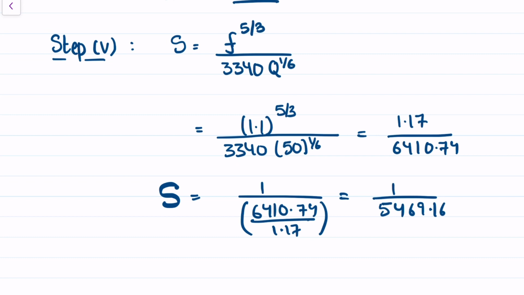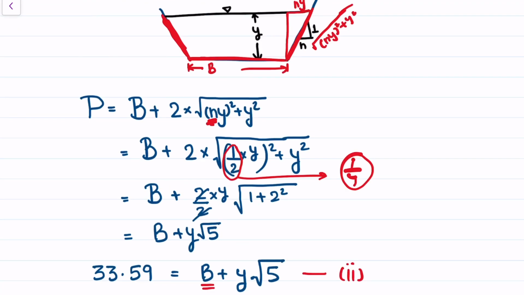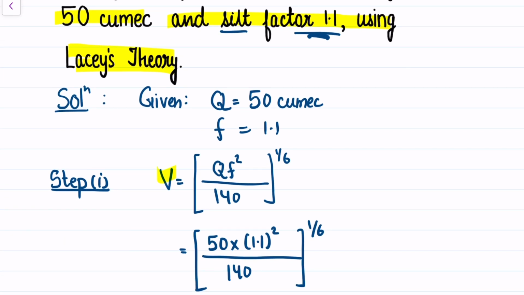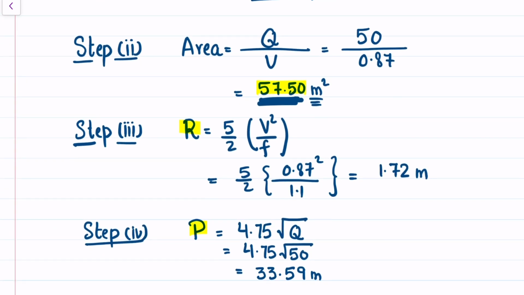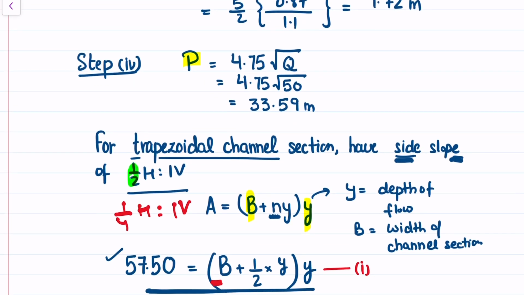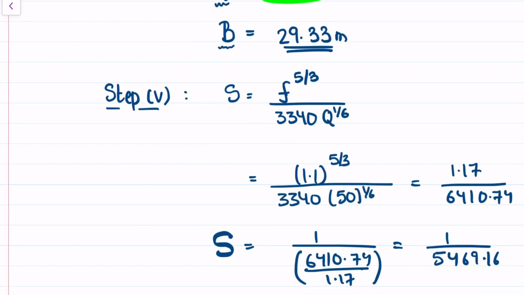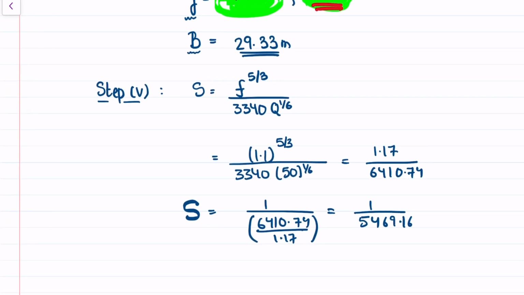So using Lacey's theory, basically we have found all the parameters for the regime channel that should carry a discharge of 50 cubic meters per second and has a silt factor of 1.1. We have found the velocity with which the water should flow, the area, the wetted perimeter, the width, the depth, as well as the bed slope of the channel. So all the parameters we have found. Now, if you compare it with Kennedy's design steps for the regime channel, you can see how easy it is to construct the regime channel through Lacey's theory.